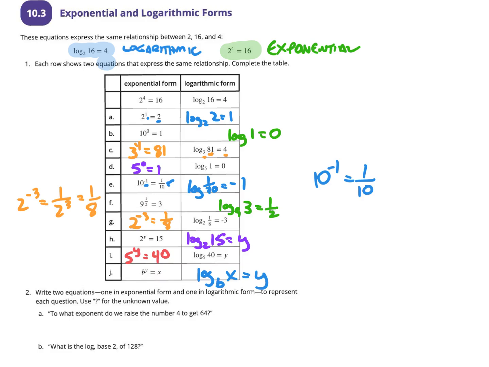Write two equations, one in exponential form, one in logarithmic form, to represent each question. Use a question mark for the unknown value. To what exponent do we raise the number 4 to get 64? 4 to what exponent, question mark, equals 64. Changing it, log base 4 of 64 equals what? What is the log base 2 of 128? So let's write log form first. Log base 2 of 128 equals what? 2 to what power equals 128?